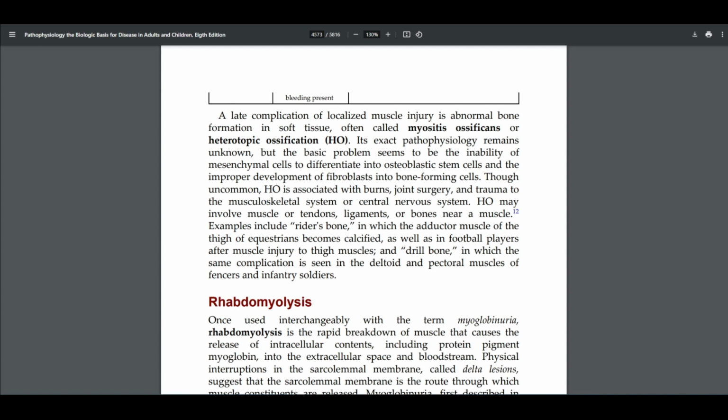Heterotopic ossification may involve muscle or tendon, ligaments, or bones near the muscle. An example includes the rider's bone, in which the adductor muscle of the thigh of equestrians becomes calcified, as well as in football players after muscle injury to thigh muscles, and a drill bone, in which the same complication is seen in the deltoid and pectoral muscles of fencers and infantry soldiers.